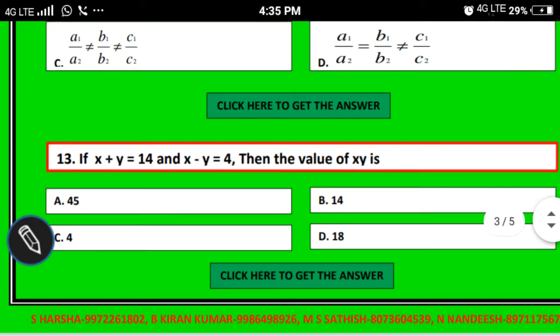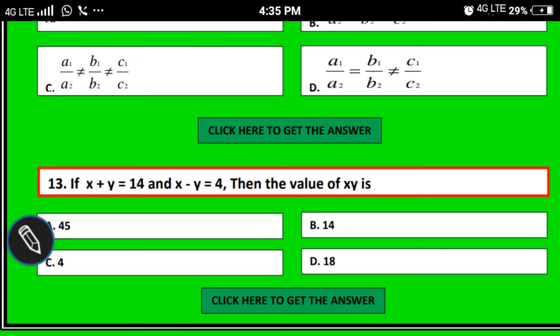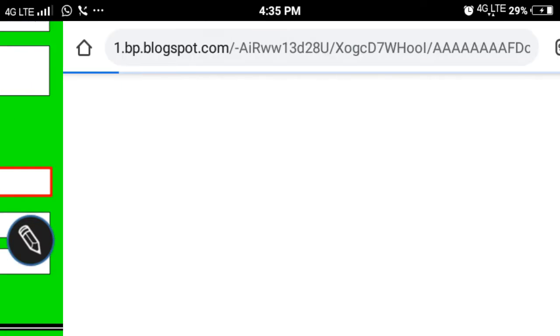Then the 13th question: if x plus y equals 14 and x minus y equals 4, then find the value of x into y. So here we have to find the value of x as well as the value of y, and then find the product of x and y. We'll see the solution.